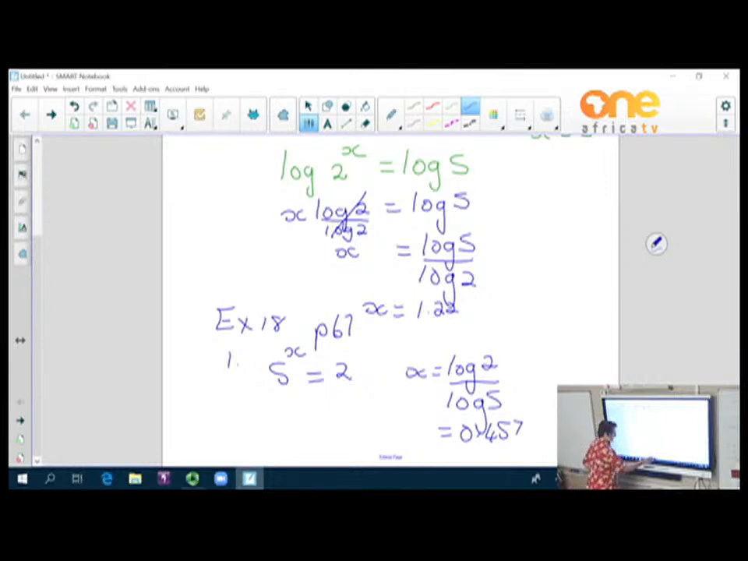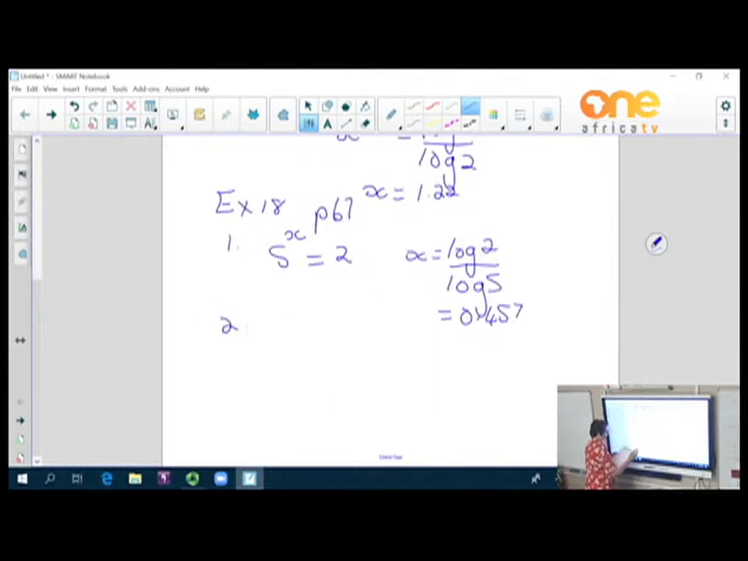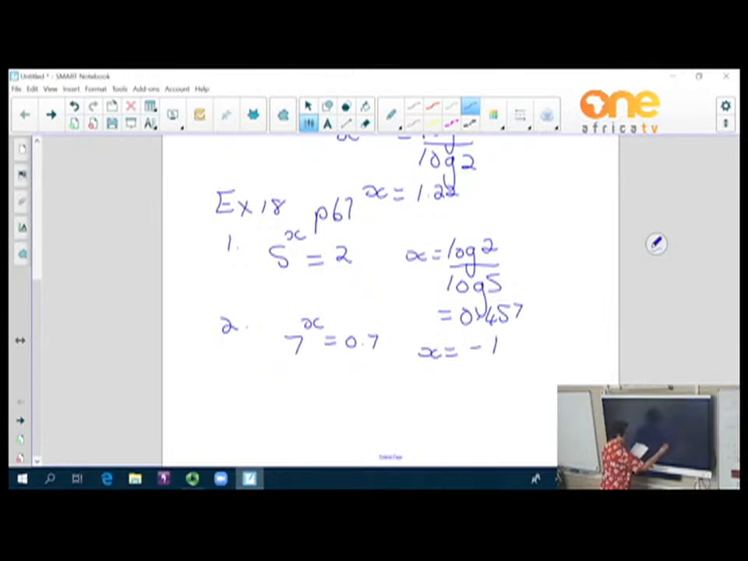Okay, the second one, number 2. Now it says 7 to the power of x is equal to 0.7. So this is going to be log 0.7 divided by log 7, and x is equal to, again, it's very important that you first do the exercise now before you mark further. And then it is negative 0.183 that we have there.